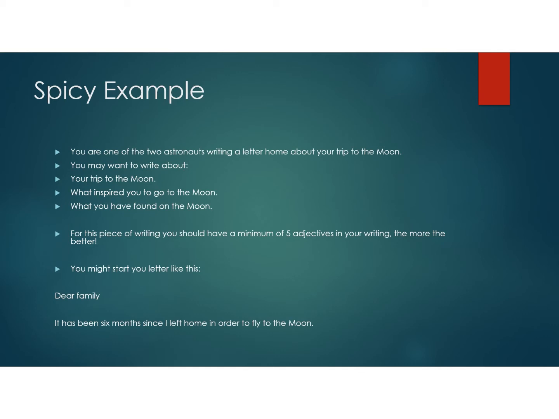You might start your letter like this, Dear family. So you're the astronaut writing to your family. It has been 6 months since I left home in order to fly to the moon. And then from there, you could write about, as I said, going up in the rocket. You could write about what inspired you to fly to the moon, and you could write about what you have found.